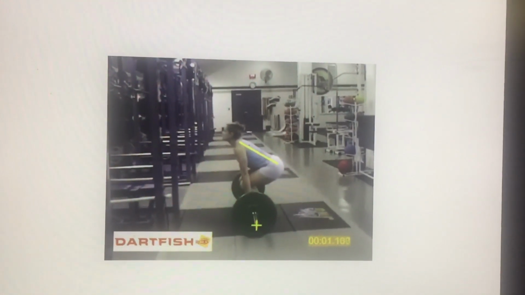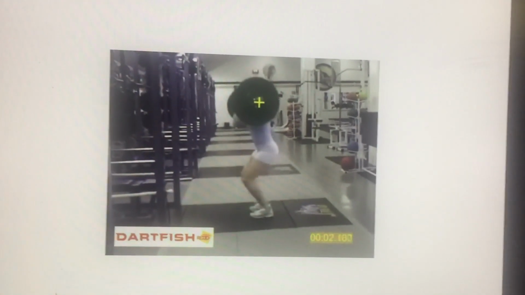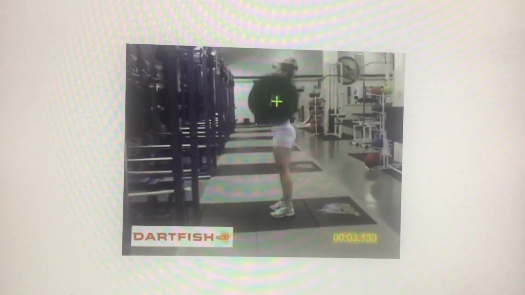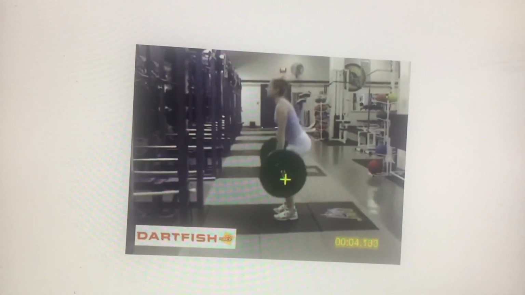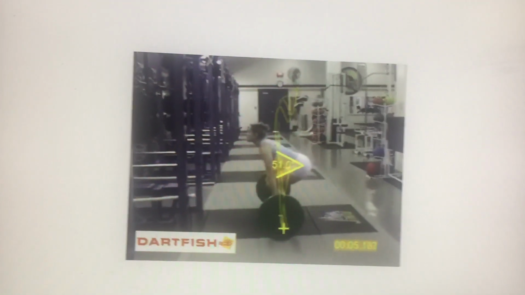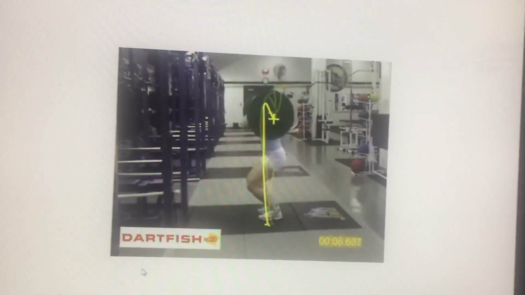So you can see it's so fast in this video. She's putting so much fast movement in there. She actually jumps off the ground to get that weight up. So perfect example of a common fast velocity weightlifting movement that's done in the weight room. Great type of exercise for a lot of sports.